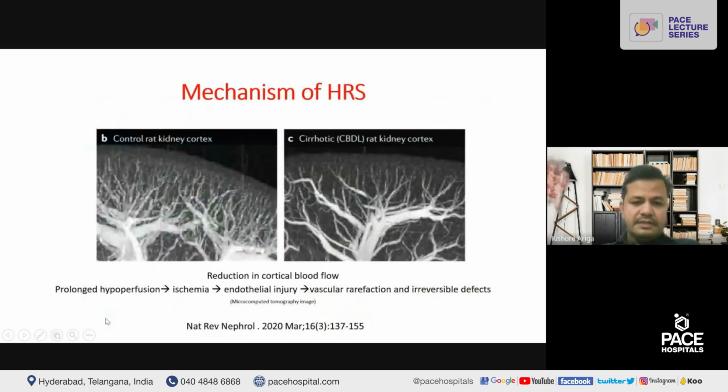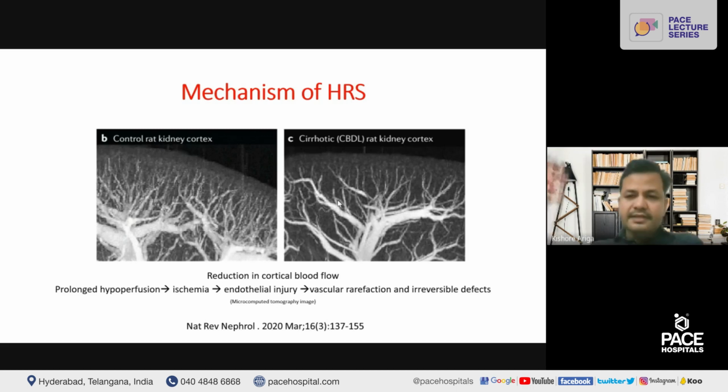So this is a microcomputed tomography image of kidney cortex of a rat which has artificially induced cirrhosis, where we can see this is a control rat. The density of the blood vessels in the cortex is high when compared to the cirrhotic rat kidney cortex, where we can see the density is less. So this is what generally happens inside the kidney in patients with HRS.